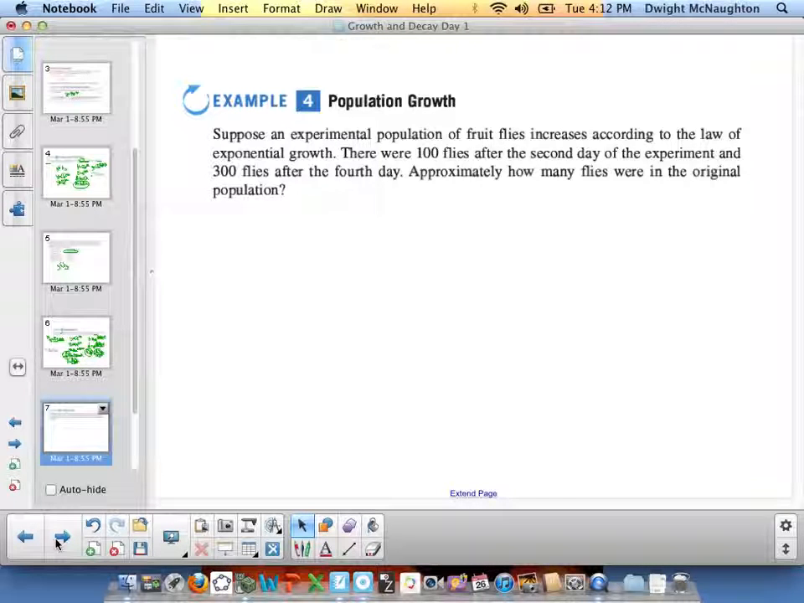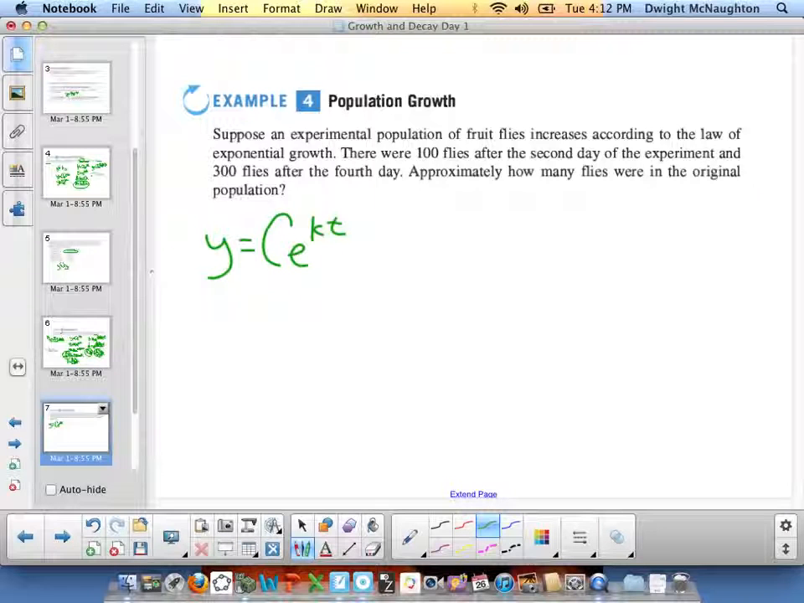Suppose there is an experimental population of fruit flies that increases according to exponential growth, y equals Ce^(kt). There were 100 flies after the second day and 300 flies after the fourth day. How many flies were in the original population? All right, so after the second day there were 100 flies. So 100 equals Ce^(2k). 300 flies after the fourth day. 300 equals Ce^(4k).